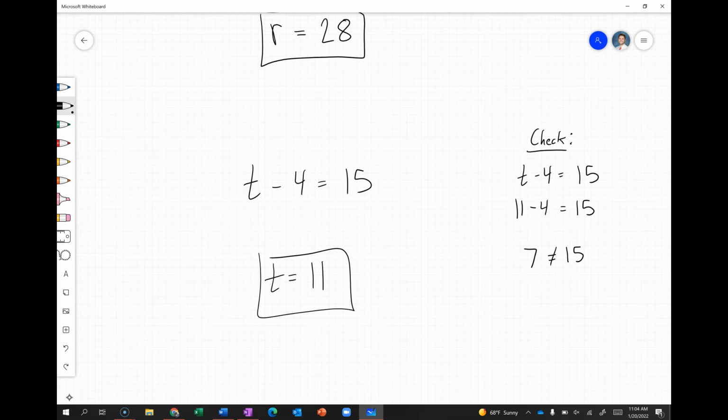The reason we check our solutions like this is because if you just wrote 11 minus 4, you would probably write out, oh, 11 minus 4 equals 7. That's true, because 11 minus 4 does equal 7, but that's not what we want it to equal. T minus 4 needs to equal 15. So we set up our equation as it's supposed to be, and we evaluate and see, oh wait, that's not the correct answer, so I must have made a mistake.